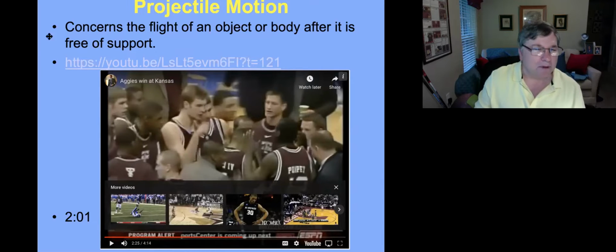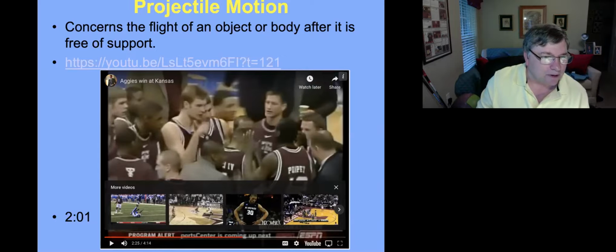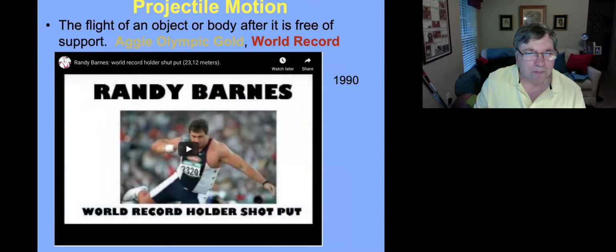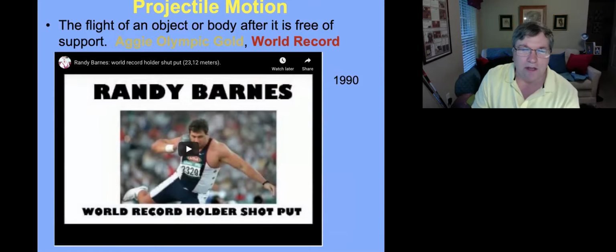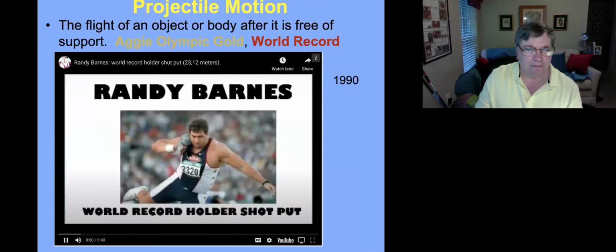I'll give away the ending: Aggies win. So that's another good example of projectile motion. I like these examples. We need more. Oh, Randy Barnes. Here's another great one. This is the longest held record, I believe, in track and field. It is the shot put record held by Texas A&M graduate Randy Barnes, who also won a gold medal in the 1996 Olympic Games in Atlanta. This is 1990 at UCLA. This is the world record for the men in the shot put. Let's check it out.